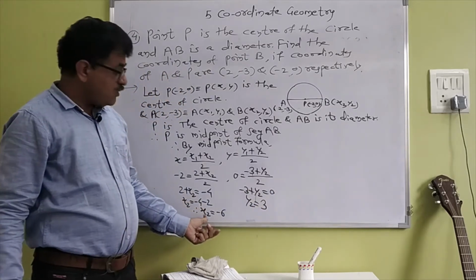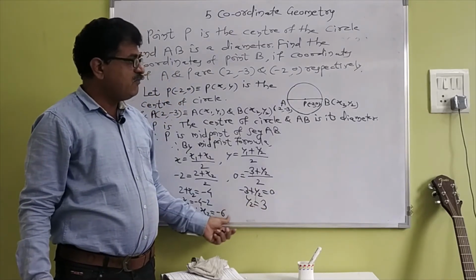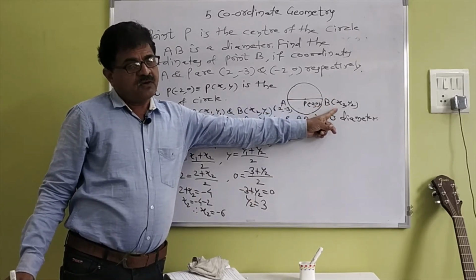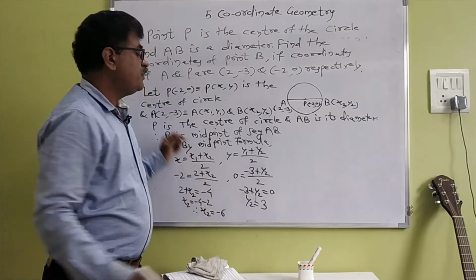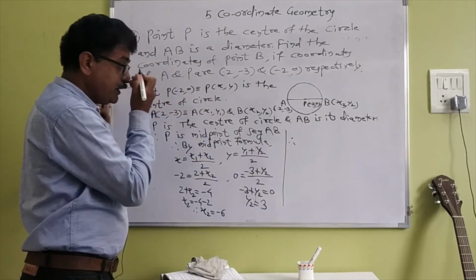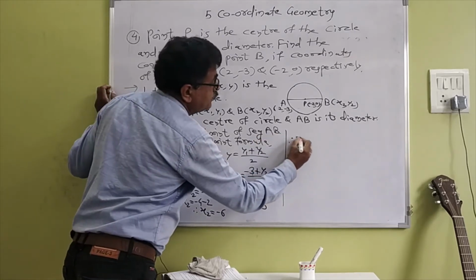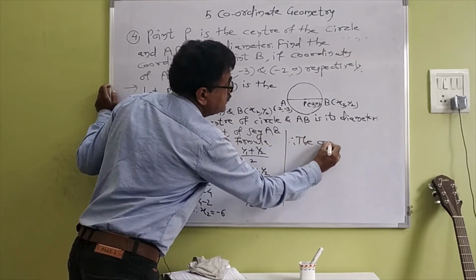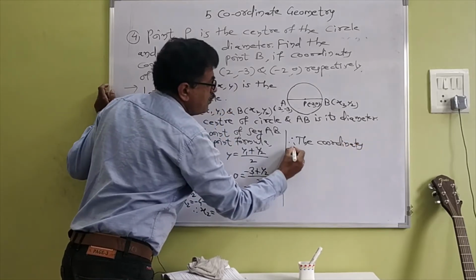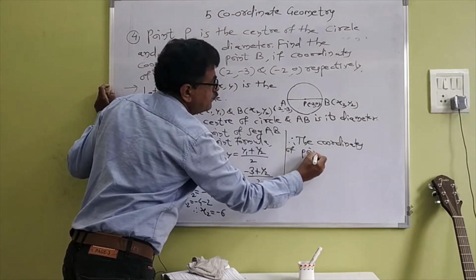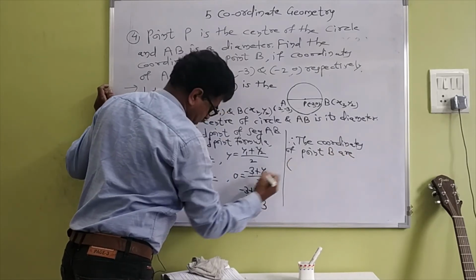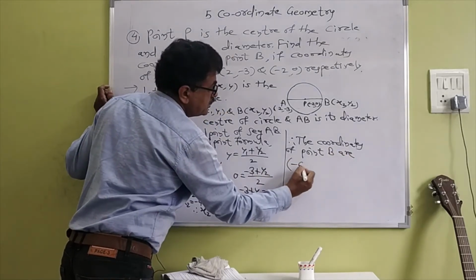We get the values of x2 and y2, and the values of x2 and y2 are the coordinates of point B. Therefore the coordinates of point B are minus 6, 3.